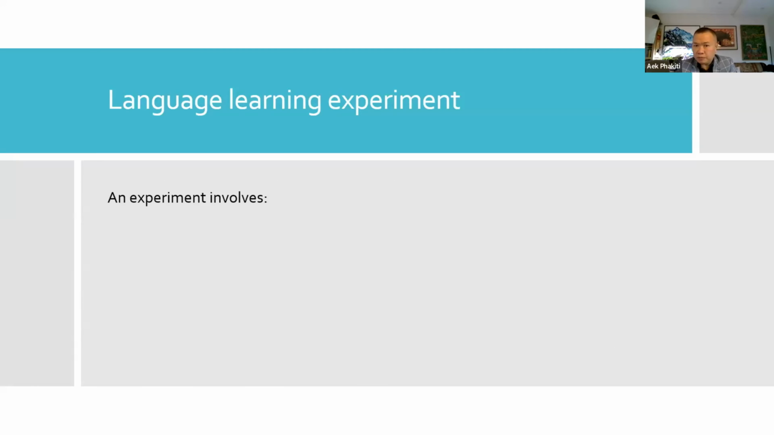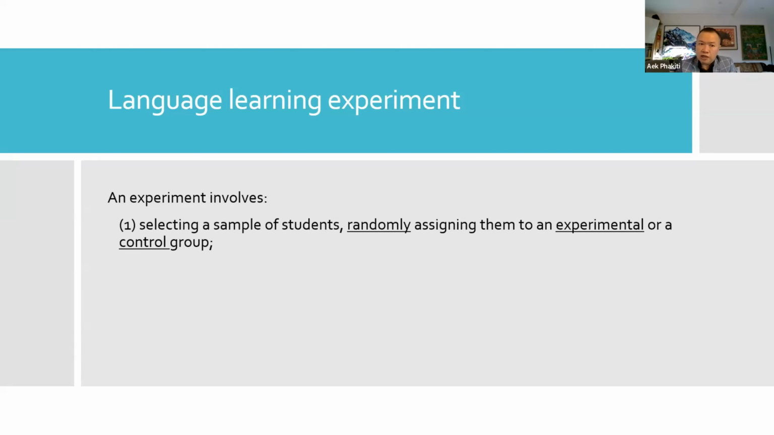So if you want to do an experiment in language learning or whatever, this is a very simple step. First, you need to select a sample of students or participants. You need to randomly assign them into groups, experiment or control groups. You can have more than 2. The reason we want to do random assignment is to eliminate a lot of the confounding variables.